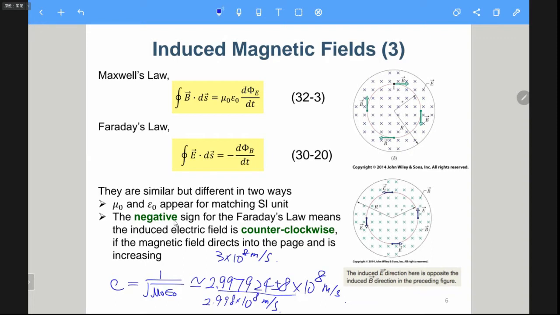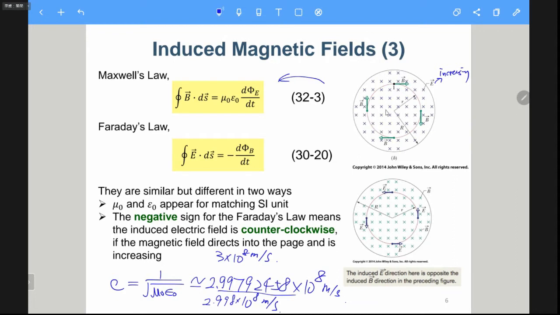Okay, so another point is the negative sign here. For Faraday's law, it means the induced electric field is counterclockwise. This is the case if the magnetic field is directed into the page and is increasing. So you can see here. Here we assume there is electric flux pointing into the page for Maxwell's law. So this refers to Maxwell's law. Suppose E is increasing. Then of course this term is positive.